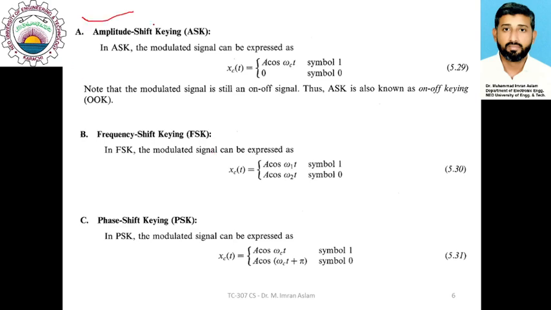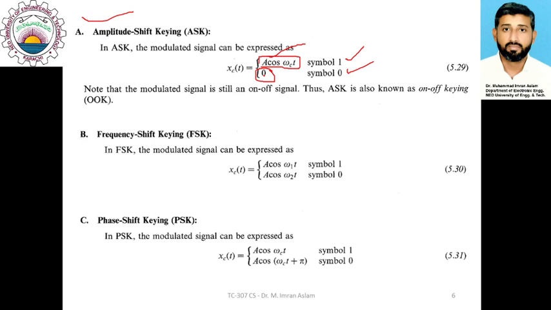So for amplitude shift keying, we need to use two different amplitudes. The modulated signal will have some specific amplitude, for example A cos omega_c t, to represent binary 1, whereas the amplitude would become 0 to represent binary 0. You can see that the two waveforms differ in amplitude. For binary 1, the amplitude is A. For binary 0, the amplitude is 0. And of course 0 amplitude means no signal will be transmitted.